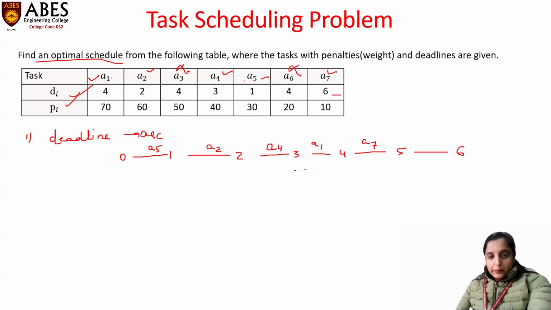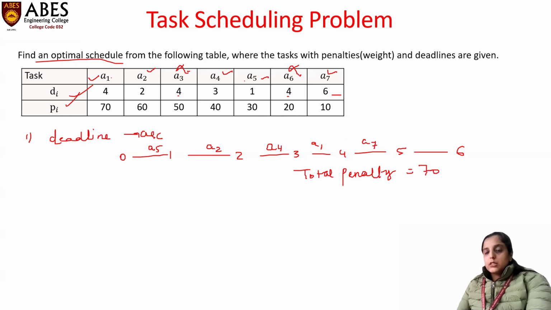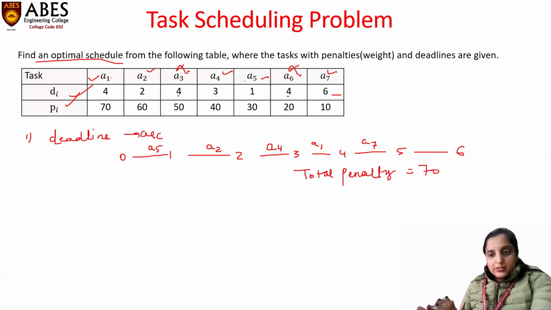So with this particular approach, the total penalty that we have to pay is, we have skipped 2 tasks, right? This one and this one. So the total penalty we have paid is 50 plus 20, which is 70. It's 70. Total penalty we have paid. So can we reduce this penalty by applying some other approach? Is there any other way?